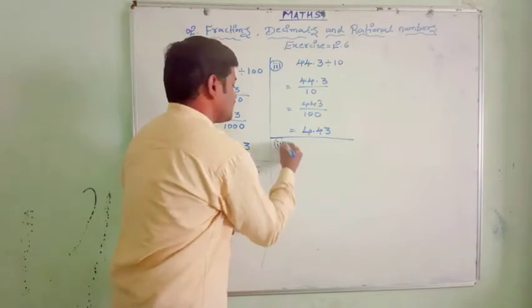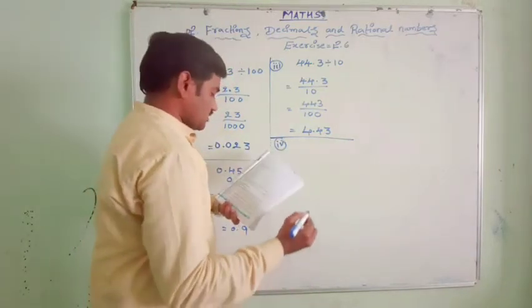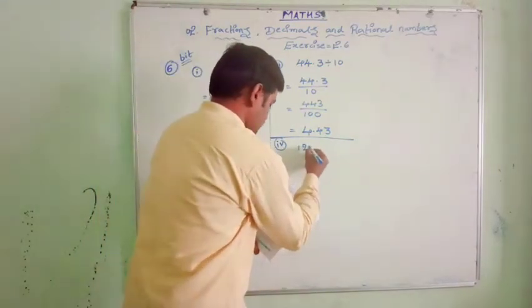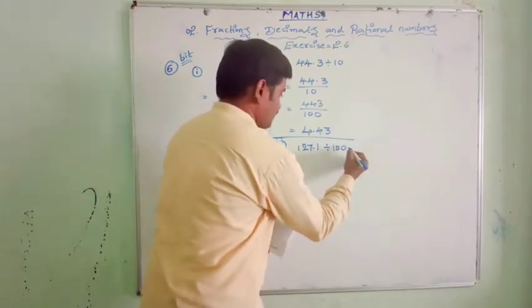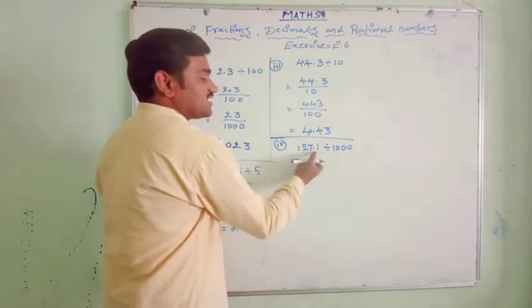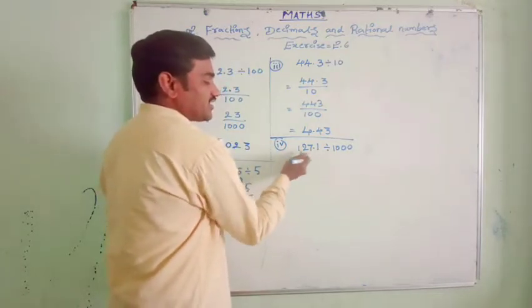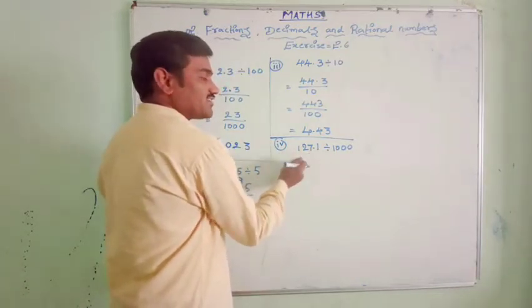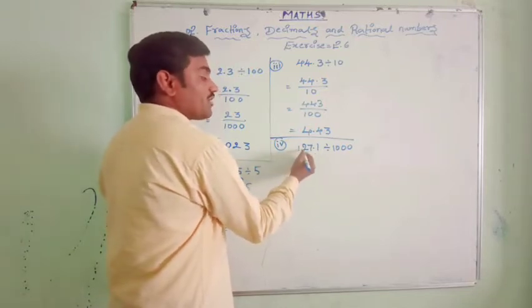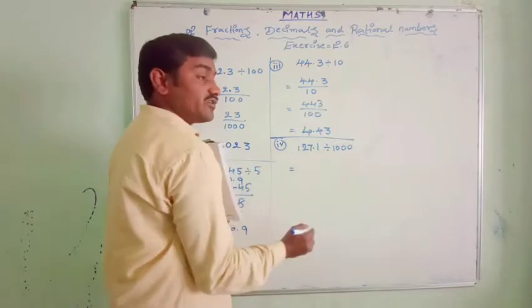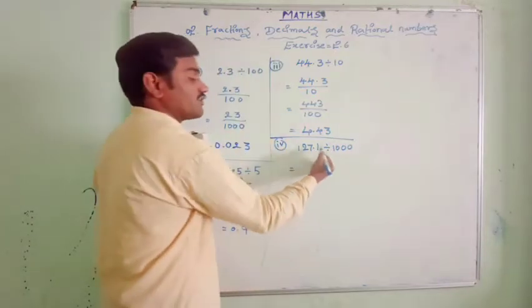We have to think once what we are doing. The fourth one, 127.1 divided by 1000. Simple. The 3 digits are moved. If it is moved to the left side, what happens? Here 1 digit, 2 digit, 3 digit. So 0.1271 you will get.